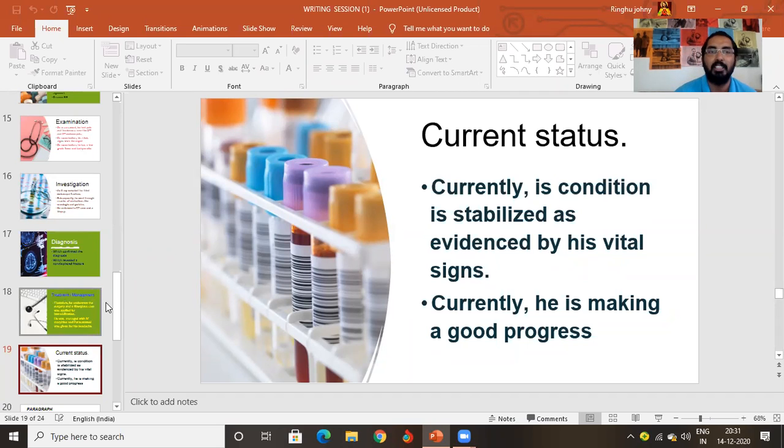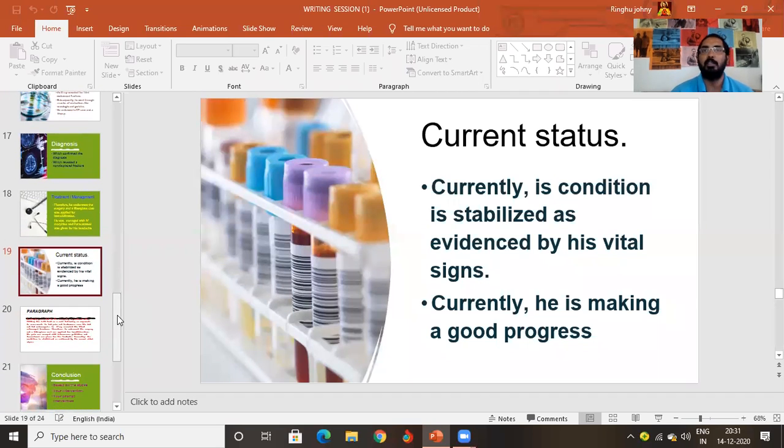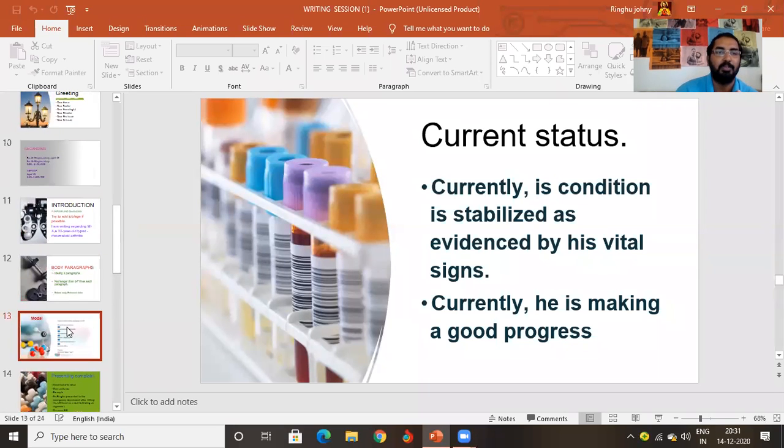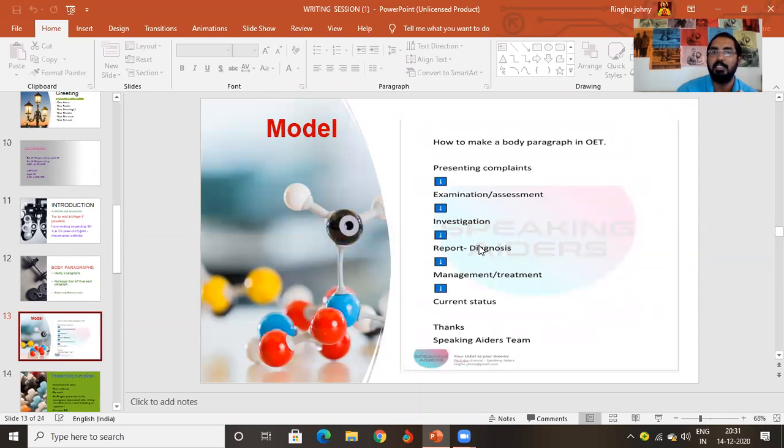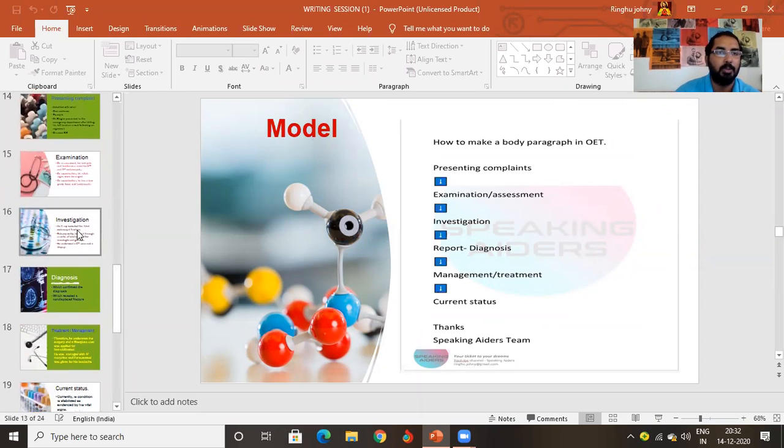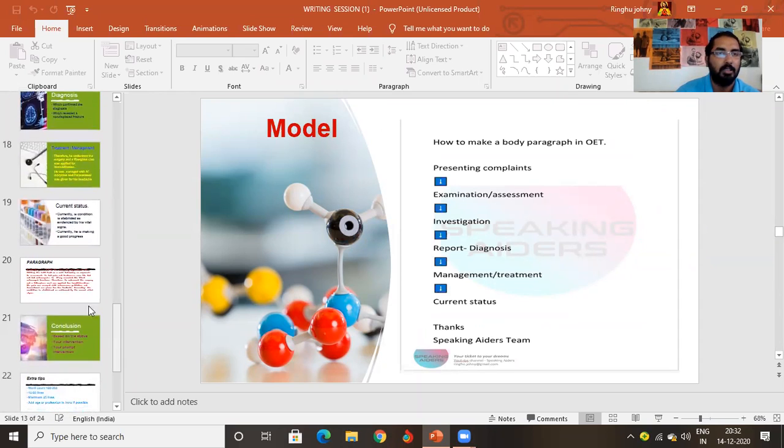So that's how you make a body paragraph. I'll repeat it again. First thing, the presenting complaint, second thing the examination or assessment, third thing the investigation, fourth thing the treatment, fifth the presenting complaints, examination, investigation, report and diagnosis, management and current status. Let's move on. So we got a basic idea.